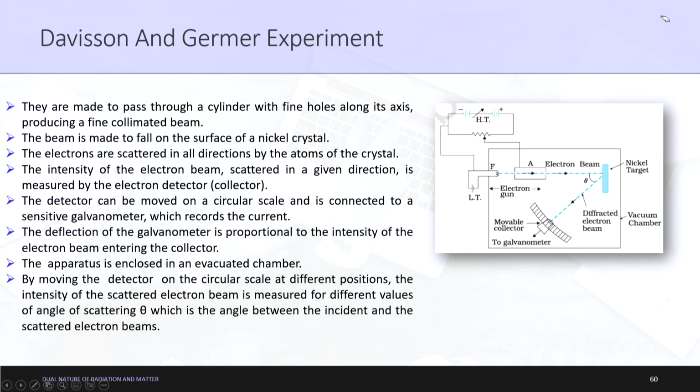So they are made to pass through a cylinder with fine holes along its axis. As you can see, it is along its axis only, producing a fine collimated beam. Next, the beam is made to fall on the surface of a nickel crystal.